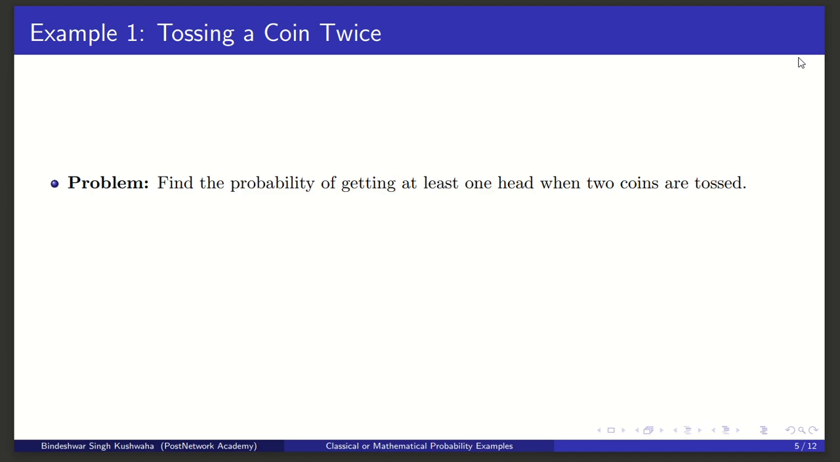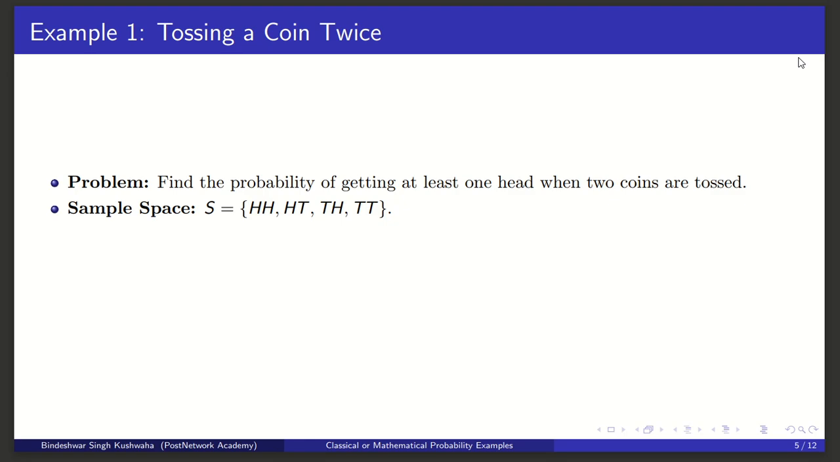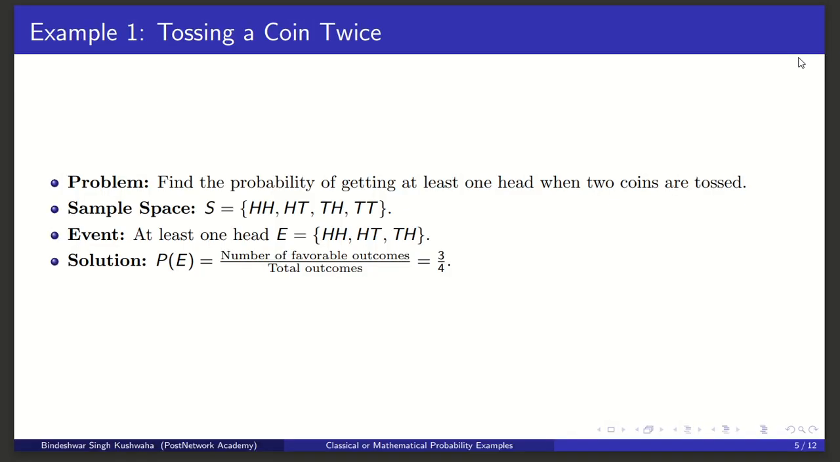Now let us see one problem. Find the probability of getting at least one head when two coins are tossed. See the sample space. If you are tossing two coins, there are four possibilities, and that is the sample space: two heads, one head and one tail, one tail and one head, or two tails. At least one head means there are three favorable cases, HH, HT and TH. So the probability would be 3 upon 4.